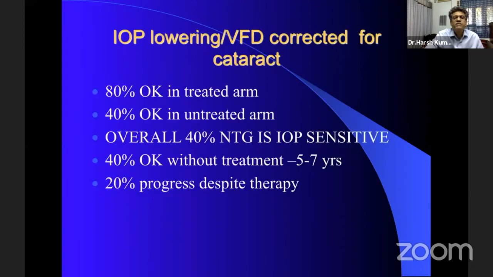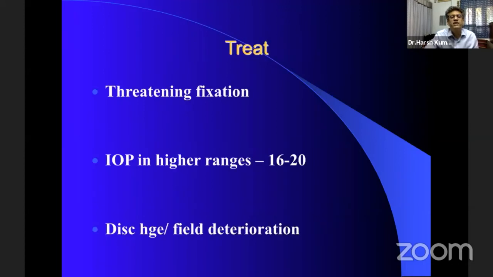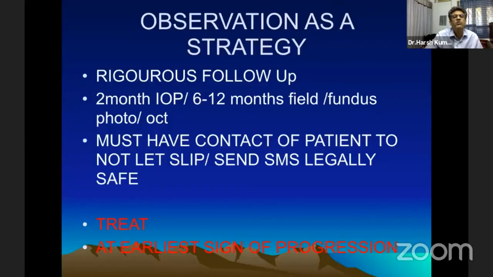So this is the problem with NTG, and 40% of NTG may be okay without treatment for a long, long time. You have to be sure that it is not a steroid-induced glaucoma which has died down. Posner-Schlossman, traumatic, sudden elevation, all these cases will settle down and need not be treated. Only treat if they are threatening fixation, IOP is in the higher range, or there is a disc hemorrhage, or there is a wider diurnal variation, a family history, younger age, vasospasm, or myopia.